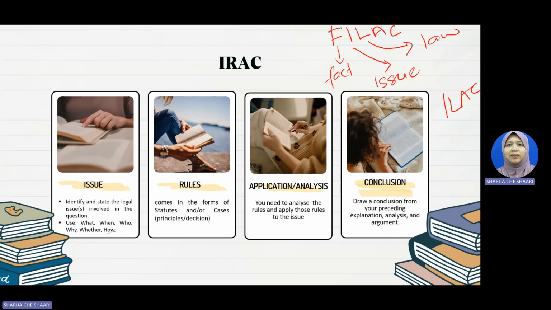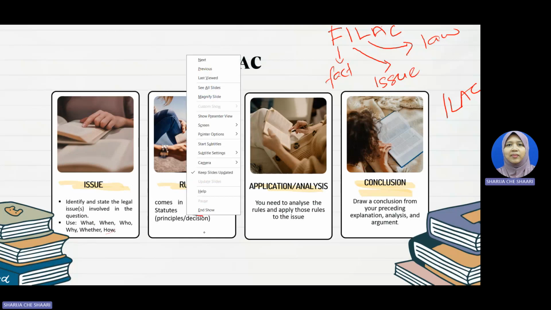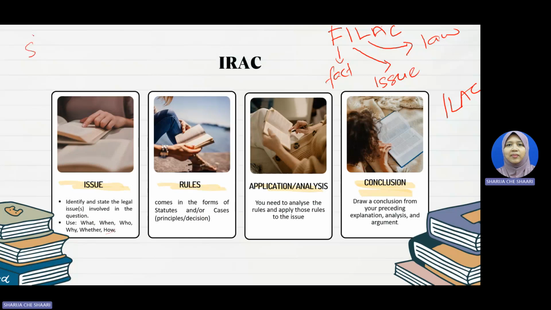Then the rules. The rules come in the form of statutes and/or cases. So sometimes you only have statutes. Statutes means for employment law you have EA, you have Industrial Relations Act, the acronym is IRA, or you have Trade Unions Act, the acronym is TUA, or you have OSHA, Occupational Safety and Health Act. You have Social Security, SOCSO Act. So these are examples of statutes.